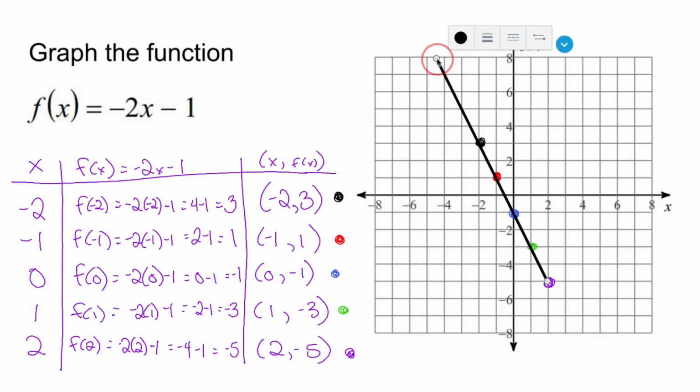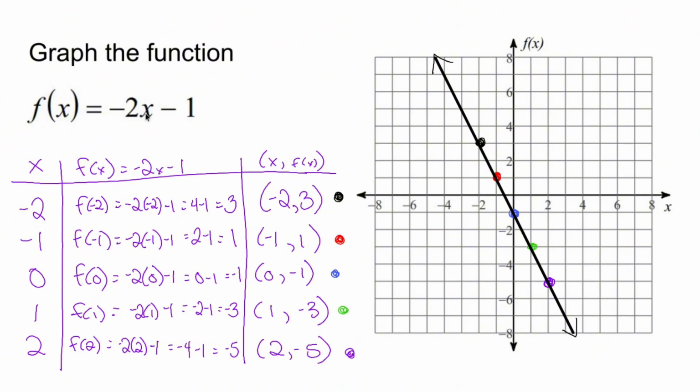So what you would want to do if you're using pencil and paper is you would want to use a ruler and make sure you connect the dots and show that line going throughout the entirety of the coordinate plane. Since this is a line, I'm going to make sure that I put arrowheads at the end of it to show that technically if this coordinate plane was bigger, the line would go even further than what we have.